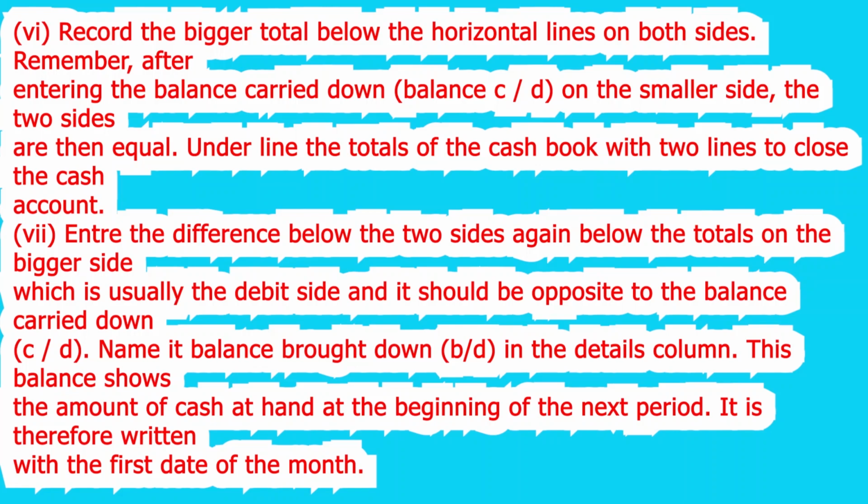Then our seventh step: enter the difference between the two sides again below the totals on the bigger side, which is usually the debit side, and it should be opposite to the balance carried down, which is abbreviated as C/D. Name it balance brought down, which is abbreviated as B/D, in the details column. This balance shows the amount of cash at hand at the beginning of the next period. It is therefore written with the first date of the month.